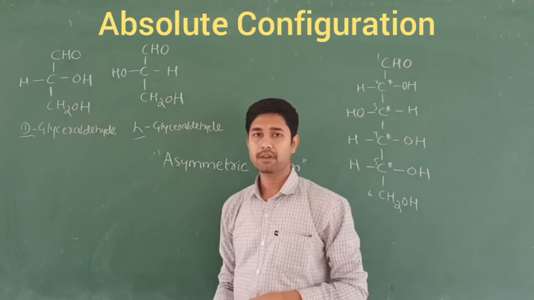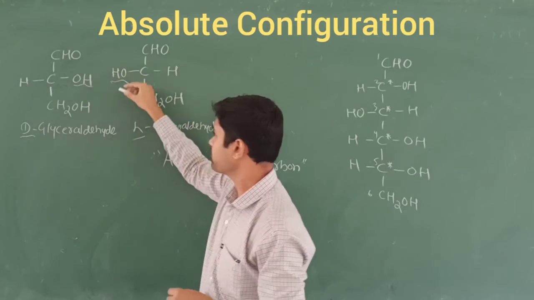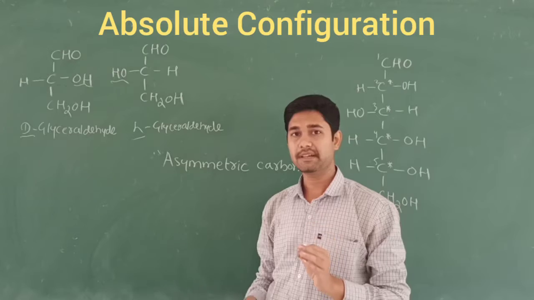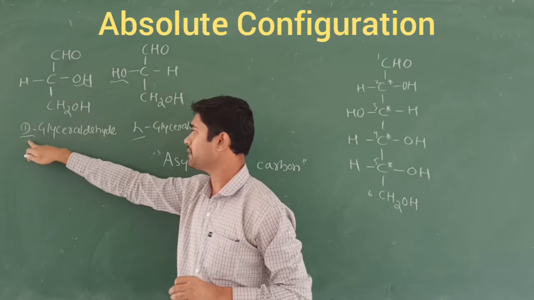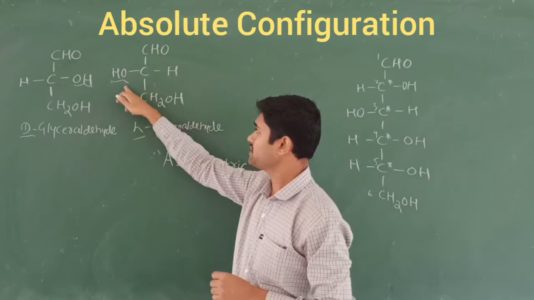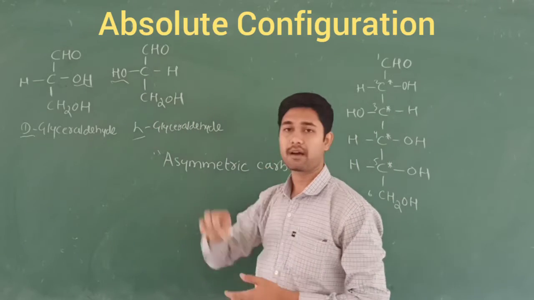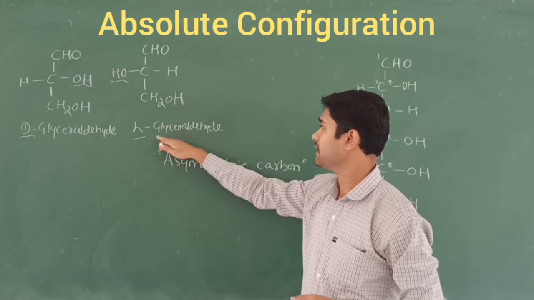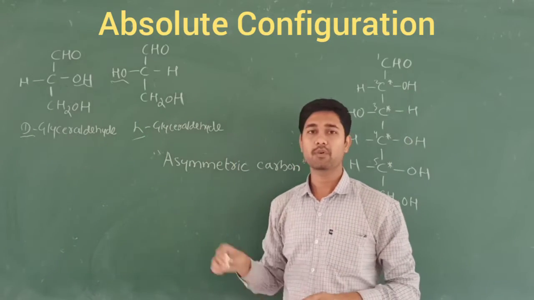So in this compound, you look at the position of the OH group. If the OH group is present on the right hand side of this asymmetric carbon atom, then we name it D-glyceraldehyde. If the OH group is on the left side of this asymmetric carbon atom, we name it L-glyceraldehyde. Here only one carbon is there to judge.